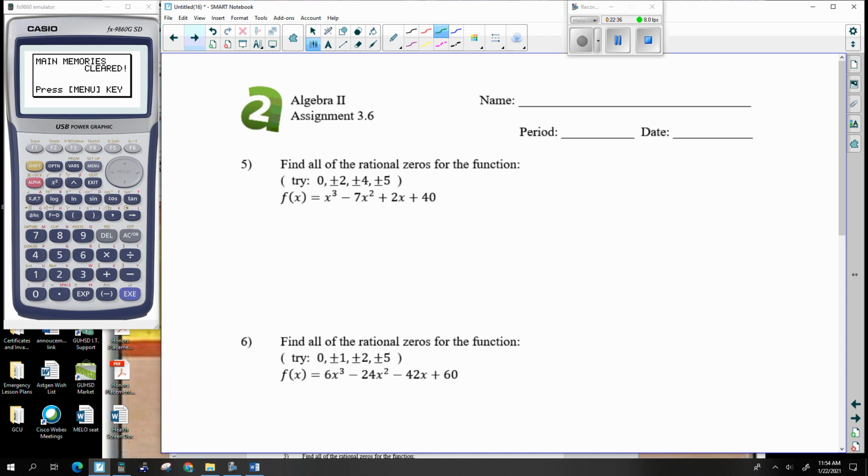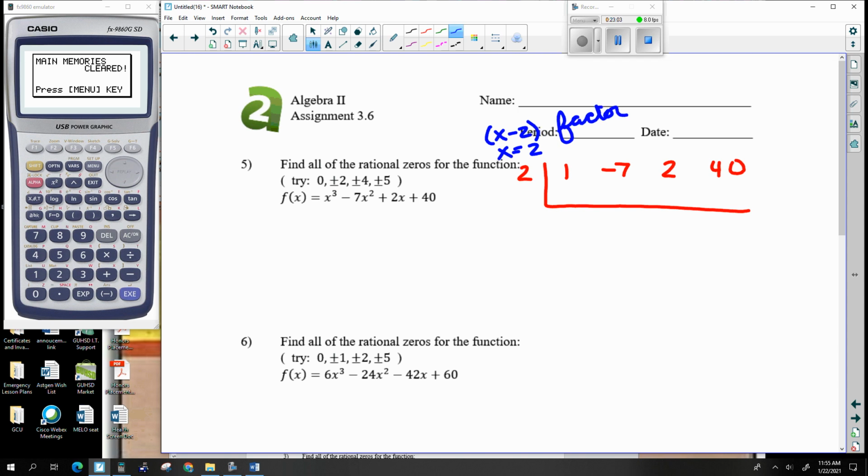Okay, let's find all the zeros. Let's try positive 2. So again, if this answer is 0, that means x minus 2 is a factor, and x is equal to positive 2 is a 0. If the remainder is 0. If not, then we got to try again.